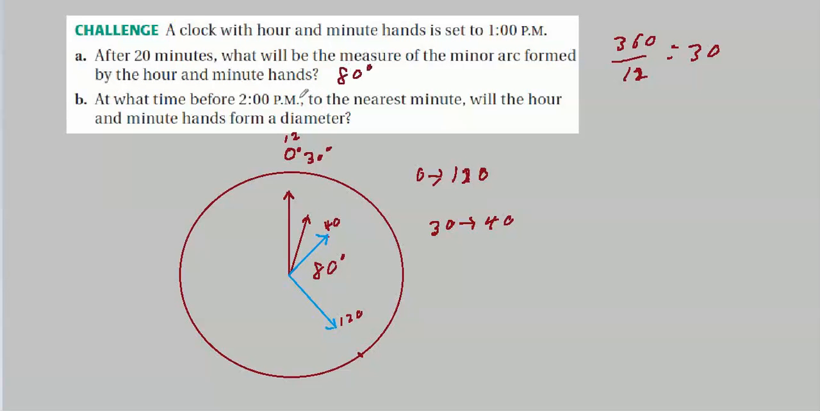At what time before 2 p.m., to the nearest minute, will the hour and minute hands form a diameter? Meaning that the angle between the hour hand and the minute hand has to be 180 degrees. When would that happen? Well, that's going to be kind of a tough problem, isn't it? Well, this looks like a case for rotational velocity, which in this case is fairly easy to compute, isn't it?